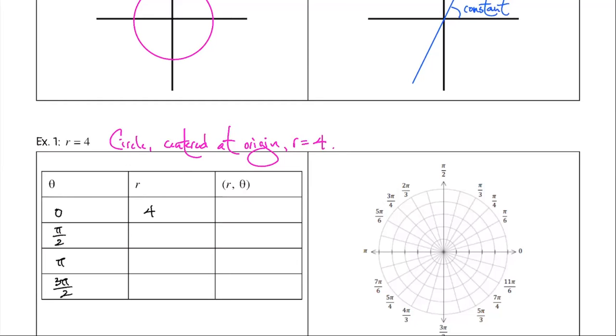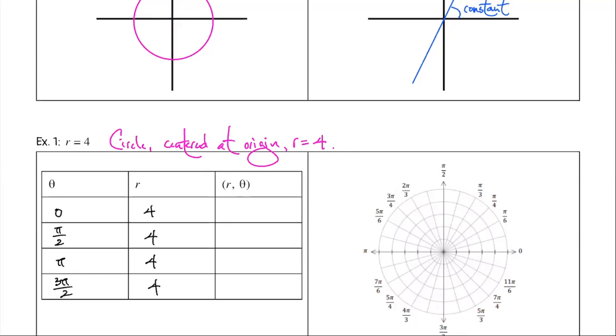Well, what about at pi over 2? What is the r? 4. So when we only have r equals a number, r is always going to be whatever number we have. It doesn't actually matter what the angle is. So now let's think about what this looks like as a coordinate. When we write our polar coordinates, we know that it's r comma theta. And yes, Natalia, because it's a constant.